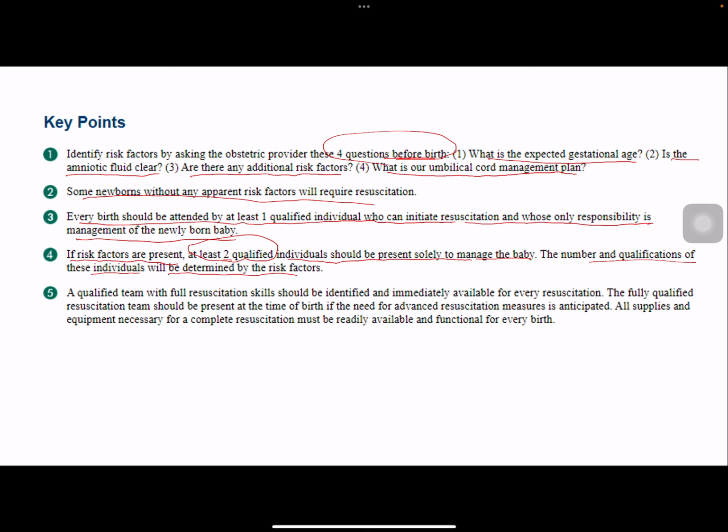A child who may need an intubation, for example, requires that the person available has good experience with intubation. A qualified team with full resuscitation skills should be identified and immediately available for every resuscitation, and present at the time of birth. If the need for advanced resuscitation measures is anticipated, all supplies and equipment necessary for a complete resuscitation must be readily available and functional for every birth. So the equipment is very important also.